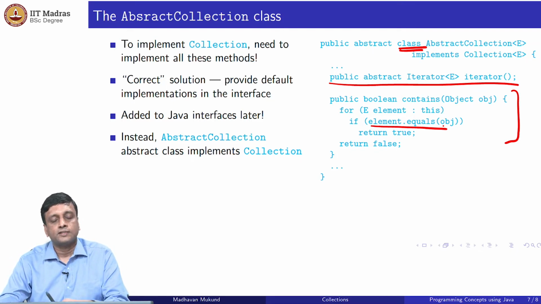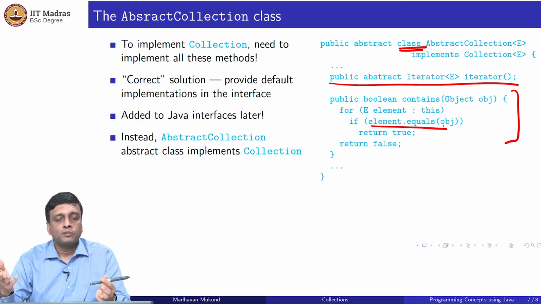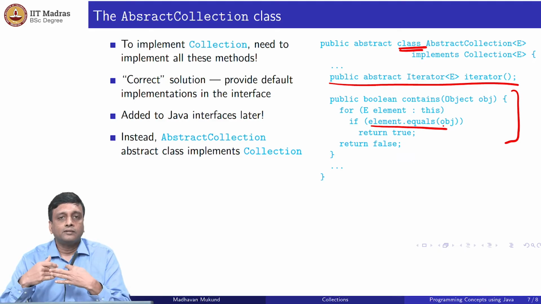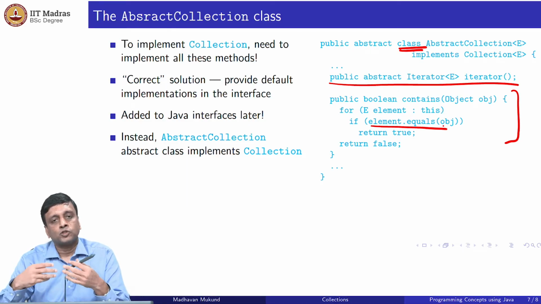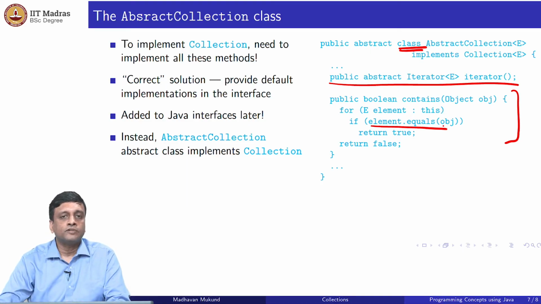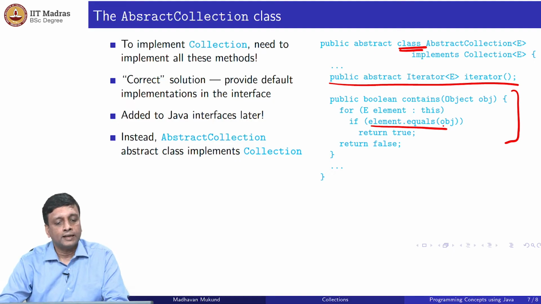So the thinking behind this is that it should possibly have been done in current Java using default functions in the implementation of the interface itself. But because that was not available at the time when these interfaces were first designed, it's done through a second level called an abstract class.